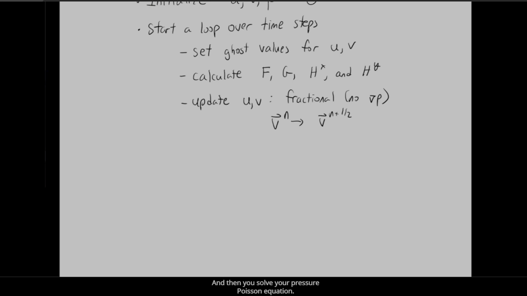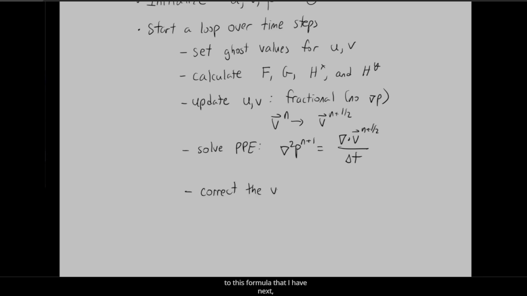And then you solve your pressure Poisson equation. I'll talk about various ways to do that. And really, this is the discrete form of that pressure Poisson equation. This gives you the correction to the pressure field, which is really all that we need. And the job of this is to enforce that the divergence of v at n plus 1 is 0. So that's what this is going to be doing in a discrete sense. If you correct the velocity according to this formula that I have next, that pressure Poisson solve will enforce that in a discrete sense, the velocity is divergence free at n plus 1.